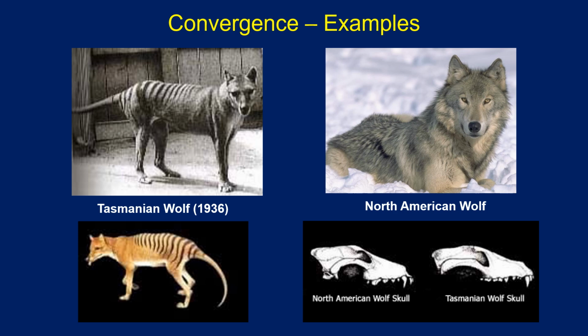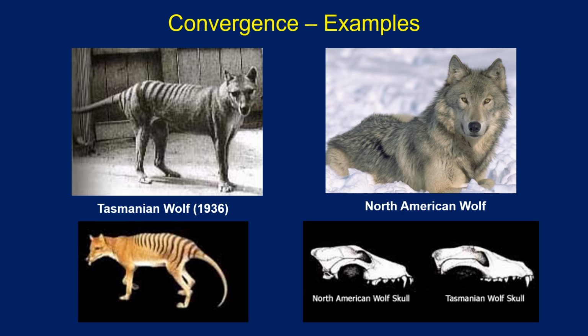And here's that marsupial wolf, the Tasmanian wolf. Unfortunately, they were hunted to extinction. This is the last photograph of the last known Tasmanian wolf that died in a zoo in 1936. Occasionally, there's people that claim they've spotted one in Tasmania, an island off the southern coast of Australia, but unfortunately, very unlikely.